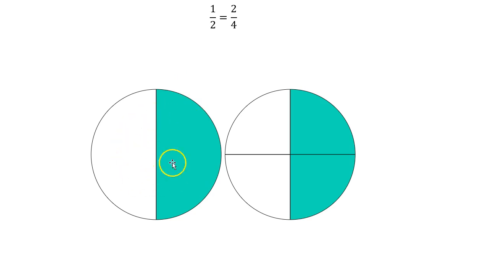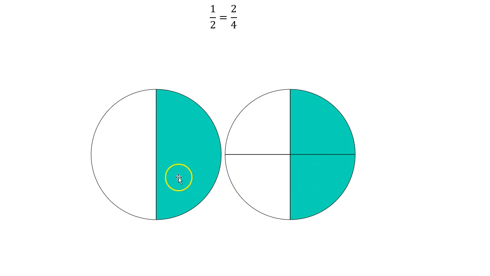This circle over here, 1/2 of this circle is shaded in. I cut it into two parts, and one part is shaded in. With this circle, 2/4 is shaded in. I've cut it into four parts, shaded in two of them.